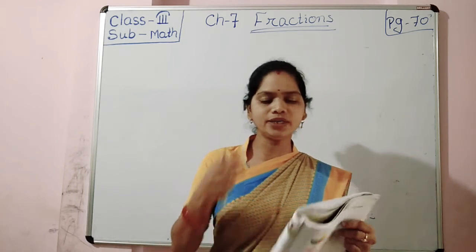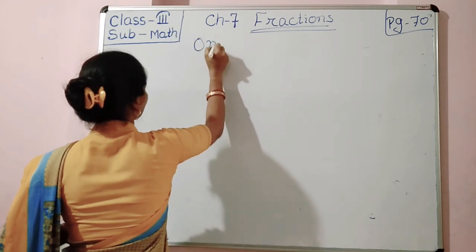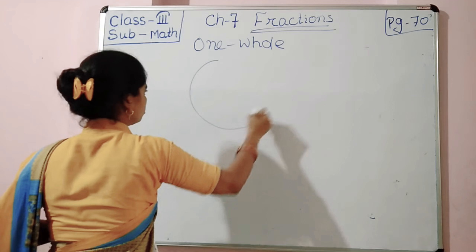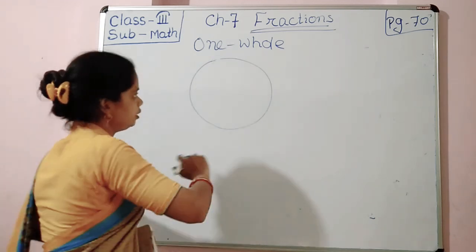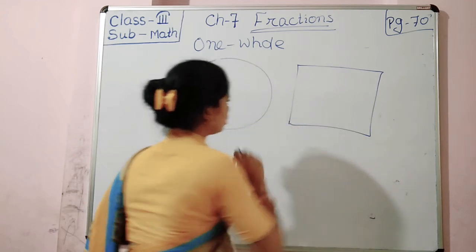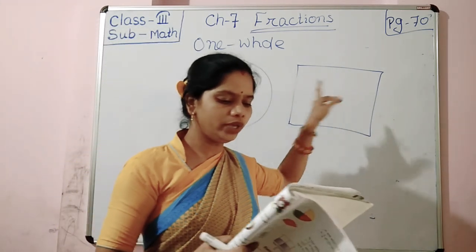First we need to know what a whole is. A whole, or one whole. Look, it is one whole. Okay? It is one whole. It is also one whole.